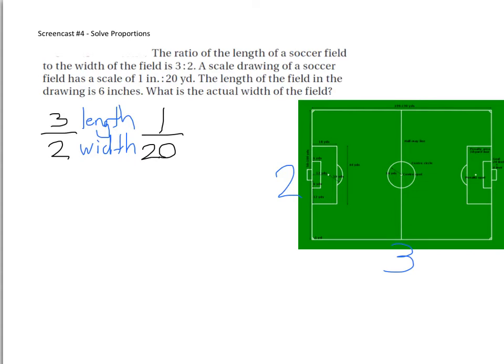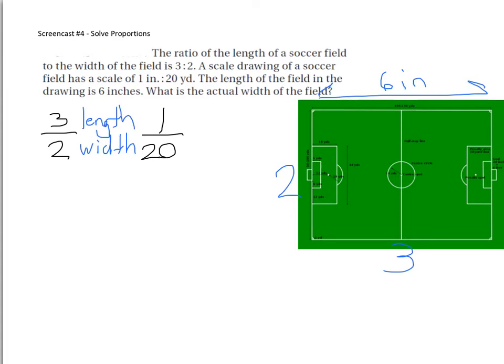Now, a scale drawing of the soccer field has a scale of 1 inch for every 20 yards, which means on the map, on the drawing, 1 little inch that you measure represents 20 yards in real life, if you recall. That's why we have a scale there, because everything is proportion. The scale has to be in proportion to the actual physical object that it is representing, in this case, the soccer field. But the length of the field in the drawing is 6 inches. So let's label that here. We know that this is 6 inches. What's the actual width of the field in real life?